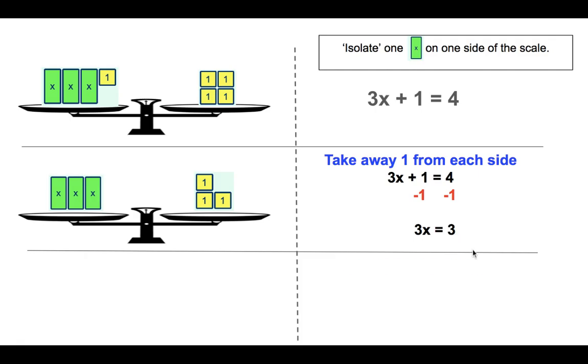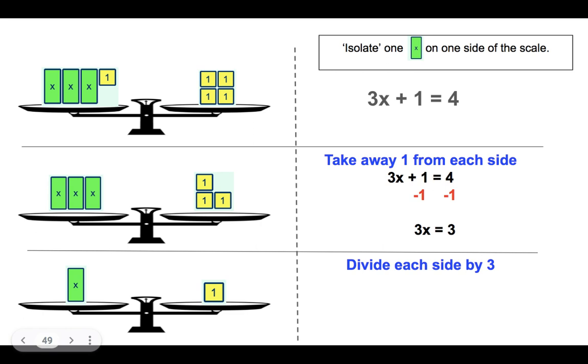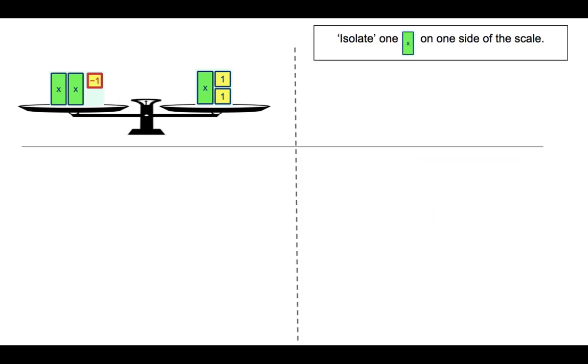Now I'm going to divide each side by 3, since I'm trying to isolate this so I just have 1x. So when I divide each side by 3, 3x divided by 3 is 1x, and 3 divided by 3 is 1. So x equals 1.